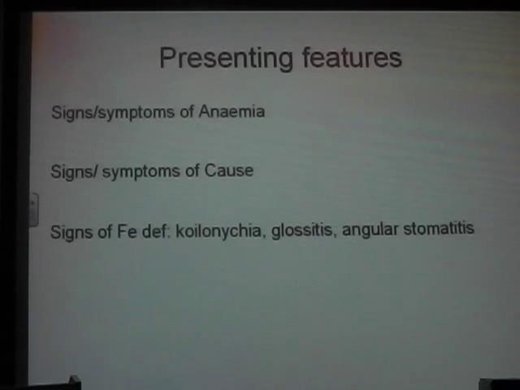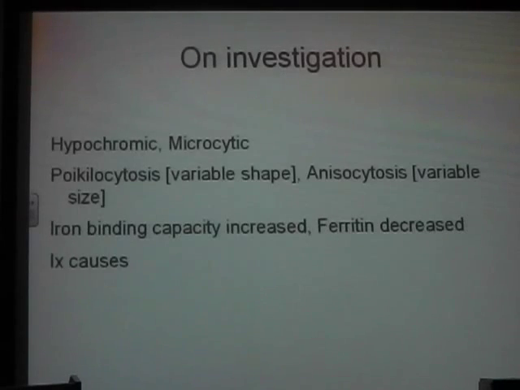So that's great. And then there's signs that are specific to iron deficiency itself. So who knows what koilonychia is? You all know what koilonychia is, that's great. Glossitis, which is smooth tongue, yeah, and angular stomatitis, which is dryness around the corners of your mouth. So those are the things that you can be looking for when you assess a patient.